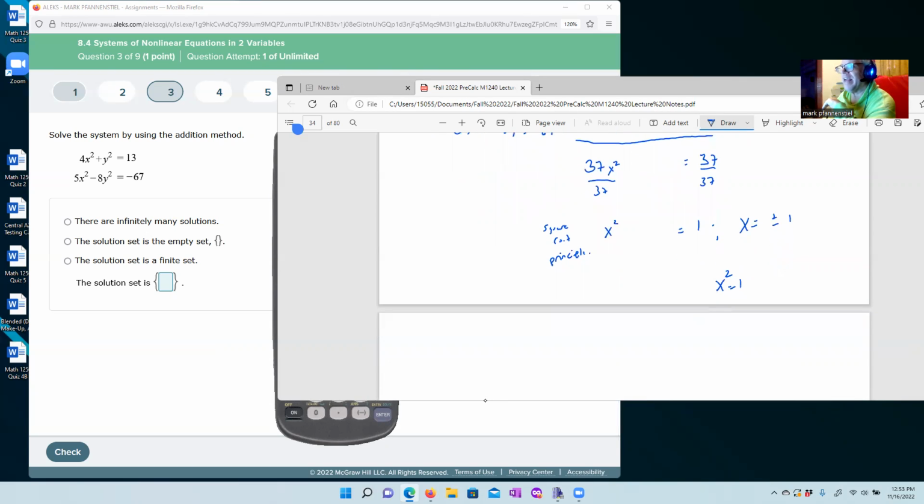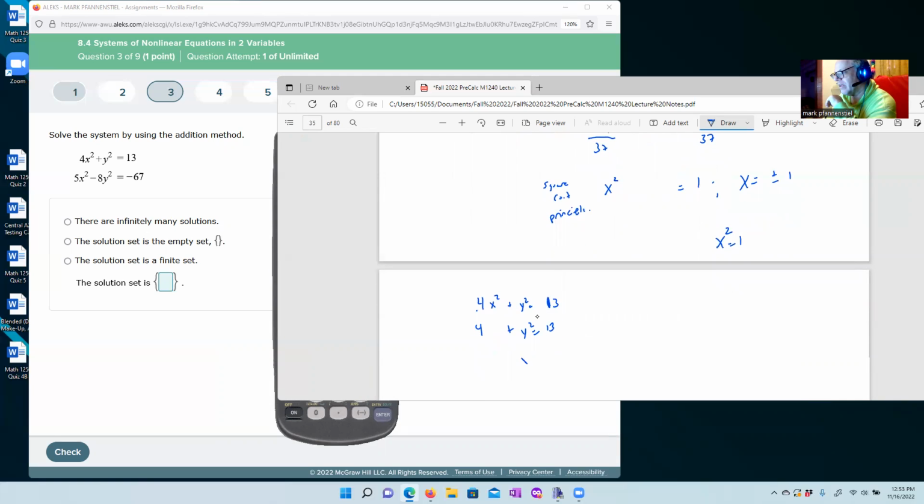Pick either equation that you would like. I'm going to pick the top equation. So we're going to have 4x squared plus y squared equals 13. 4 times 1 plus y squared equals 13. We go ahead and subtract from both sides. We have y squared is equal to 9, so y is equal to plus or minus 3.